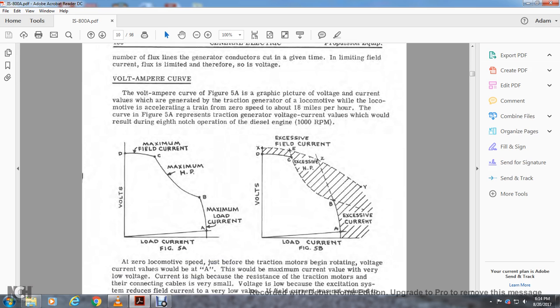Figure 5A shows the load current, the voltage, maximum field current, maximum horsepower, and maximum load current. Figure 5B shows the voltage and current with excessive field current, excessive high voltage, and excessive current.